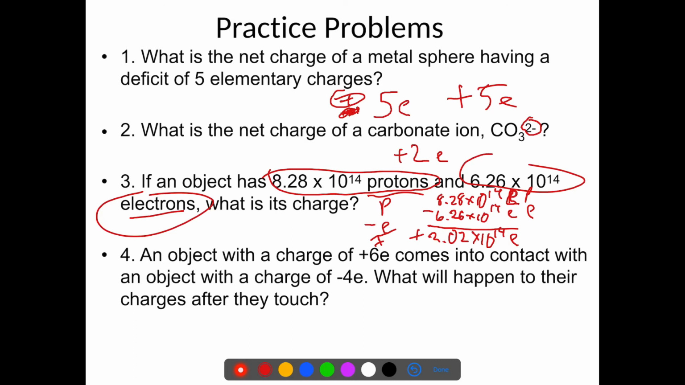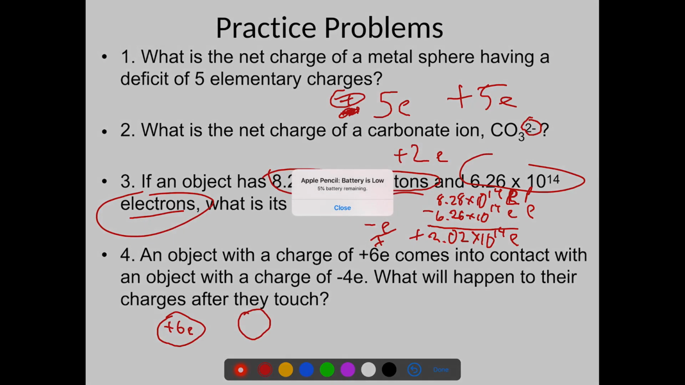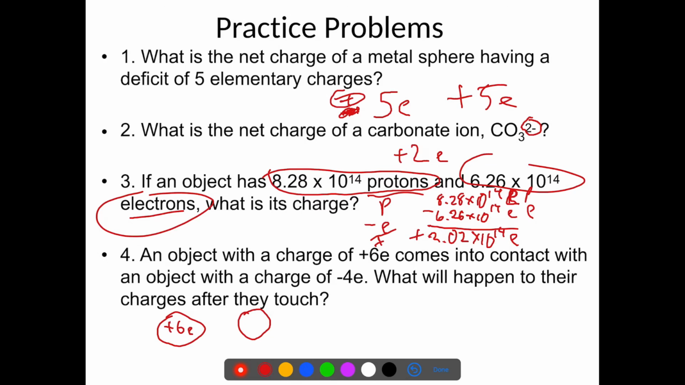Alright, an object with a charge of plus 6e comes into contact with an object of negative 4e. What will happen after they touch? This is a preview of the next lesson, and I actually haven't talked about this. So I have these 2 objects, plus 6e and minus 4e, and they're going to touch, so they're going to disperse their charges everywhere. I know plus 6e minus 4e, so the total is negative 2e.